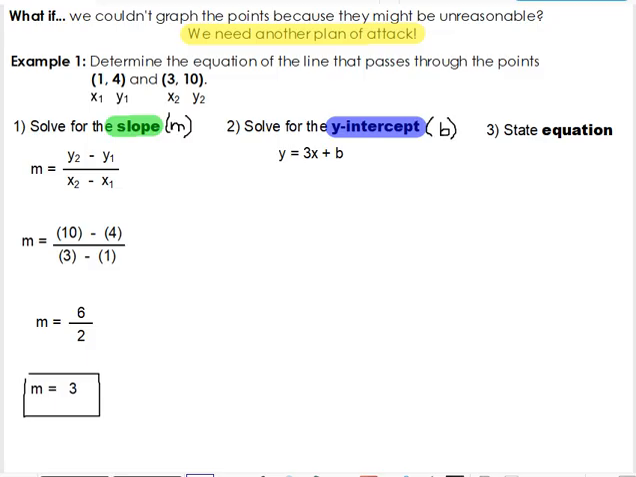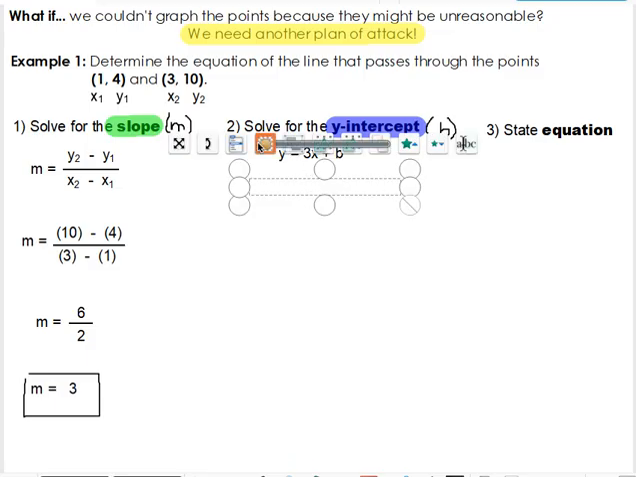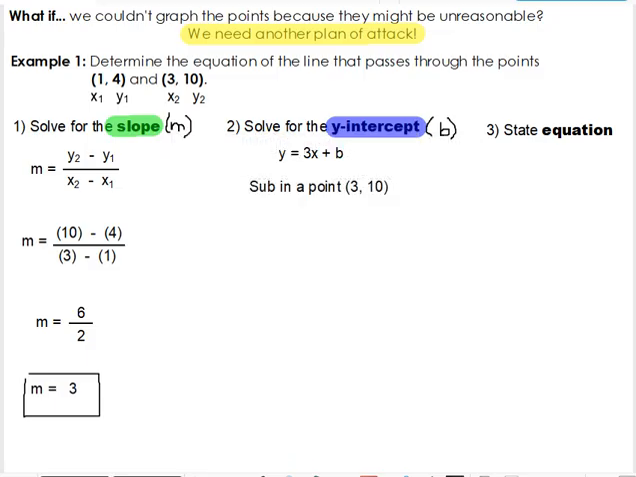And the reason why that happens is because both of these points satisfy this line. Like both these points are on this line. So let's just choose one of them. I'll choose the point (3, 10). And if you're really curious, you could choose the point (1, 4), and you're going to see here how we get the same answer. So I'm going to sub in 3 for the x value and 10 for the y value.